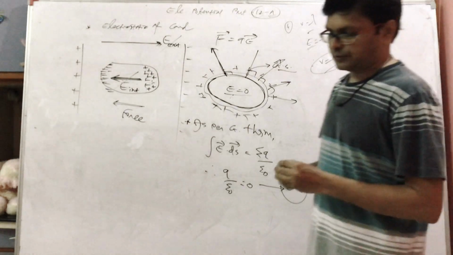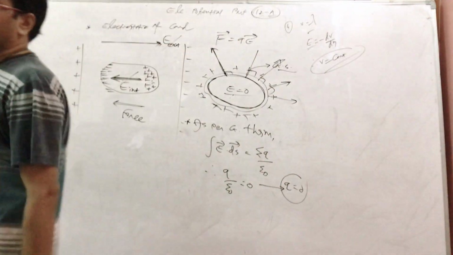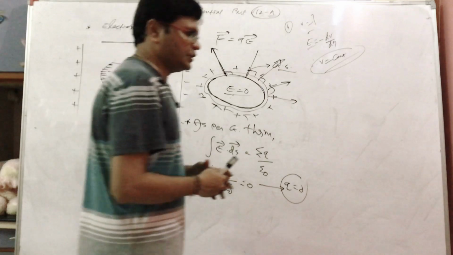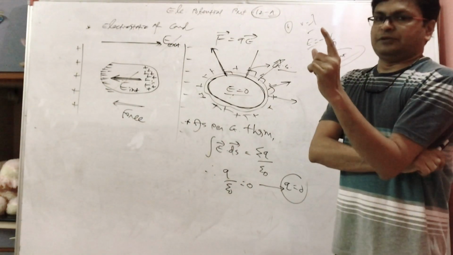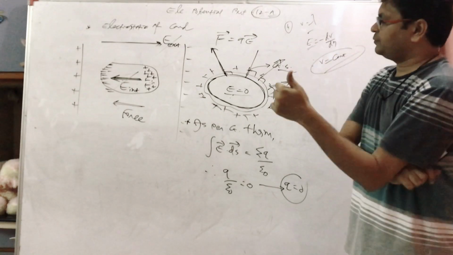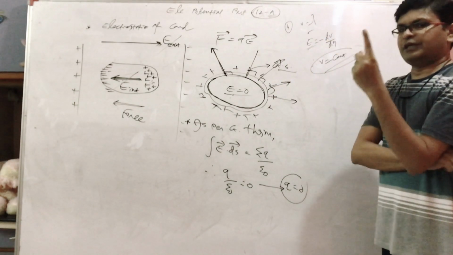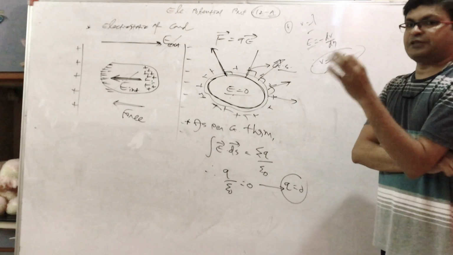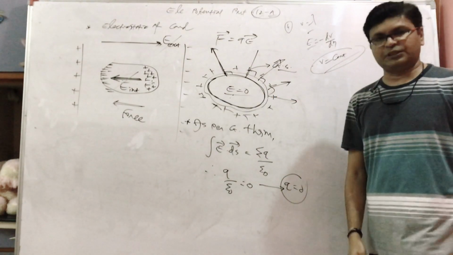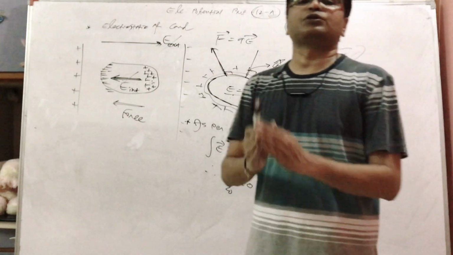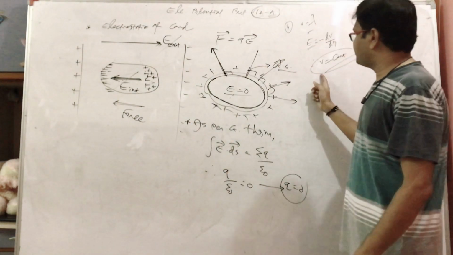You know that. Fourth number, whenever any conducting material is placed inside an electric field, what happens? Inside it, electric field 0, electric charge 0, electric field always perpendicular to the surface, and number 4, potential remains constant. Inside this material, potential remains constant. Very important.